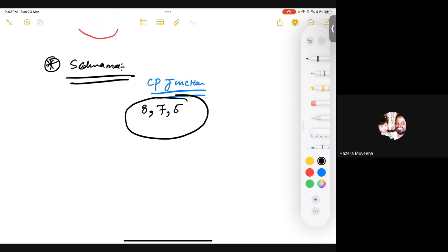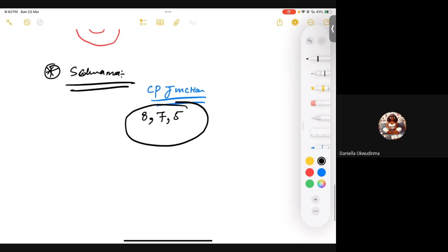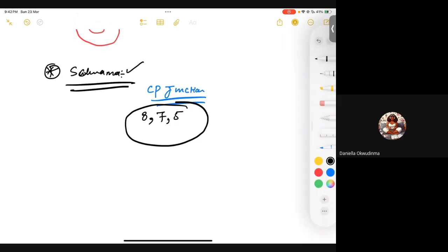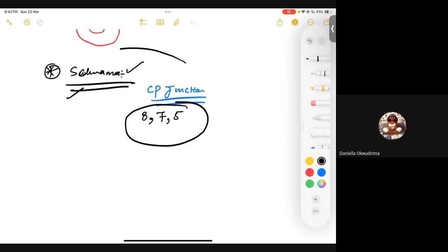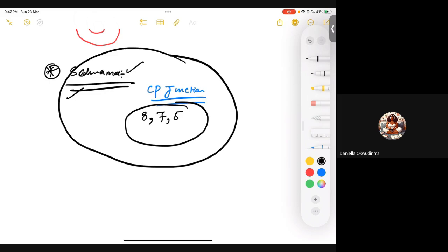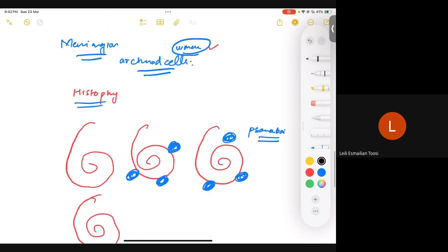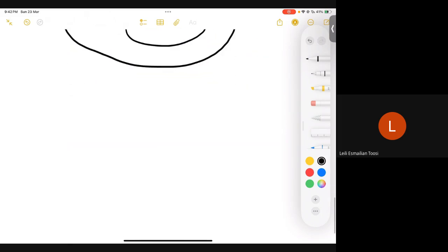Yes. What do you guys think? Meningioma. Yes, we also have another tumor which tends to occur at the CP angle. We discussed it recently. Neurofibromatosis type 2. Vestibular schwannoma. Okay, we already discussed vestibular schwannoma. Meningioma. Perfect. Meningioma. The idea is really clear.